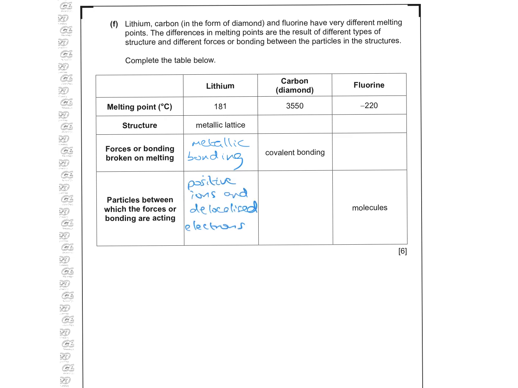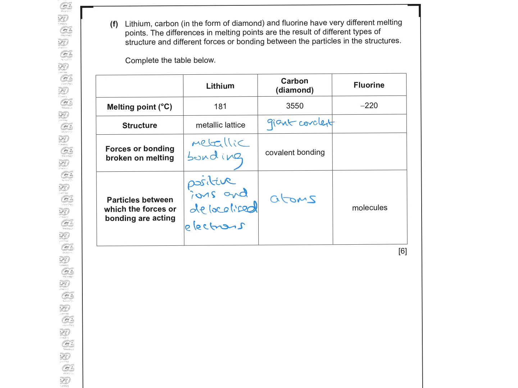On to carbon in the form of diamond. The structure is going to be giant covalent. You can see that the forces or the bonding that's broken is covalent. You don't say giant covalent. Giant covalent is just the structure. And then the particles between which the forces or the bonding are acting, diamond is made up of carbon atoms. So the particles are atoms.